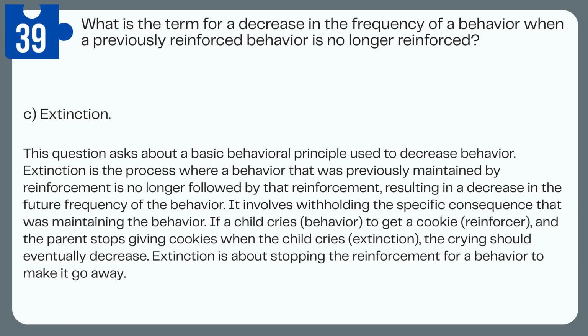Extinction is the process where a behavior that was previously maintained by reinforcement is no longer followed by that reinforcement, resulting in a decrease in the future frequency of the behavior. It involves withholding the specific consequence that was maintaining the behavior. If a child cries (behavior) to get a cookie (reinforcer), and the parent stops giving cookies when the child cries, that is extinction. The crying should eventually decrease. Extinction is about stopping the reinforcement for a behavior to make it go away.